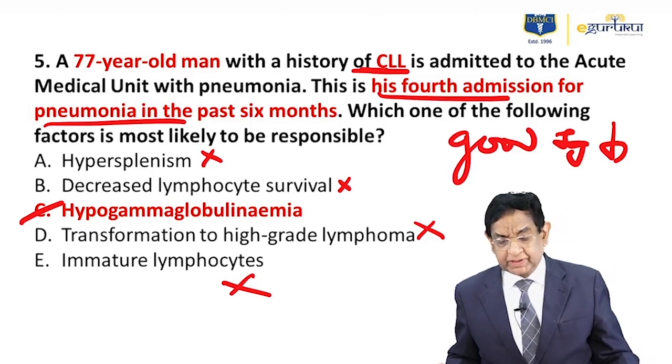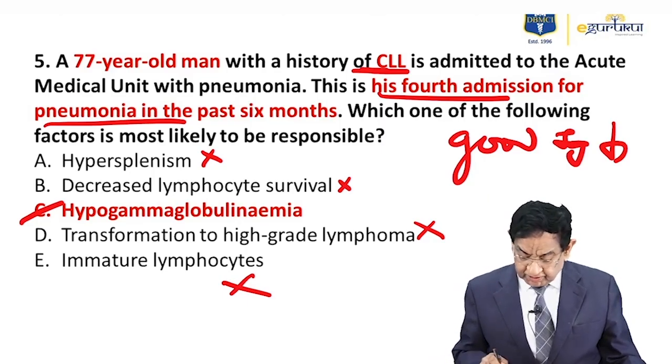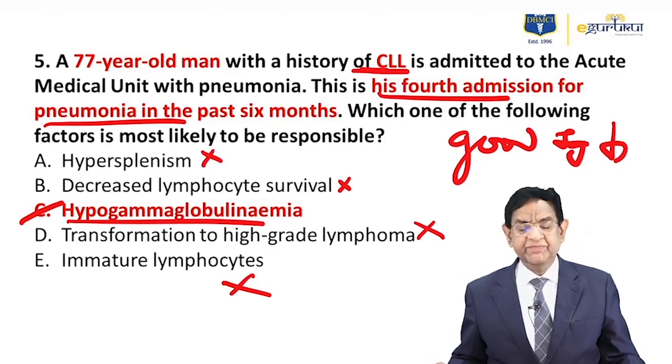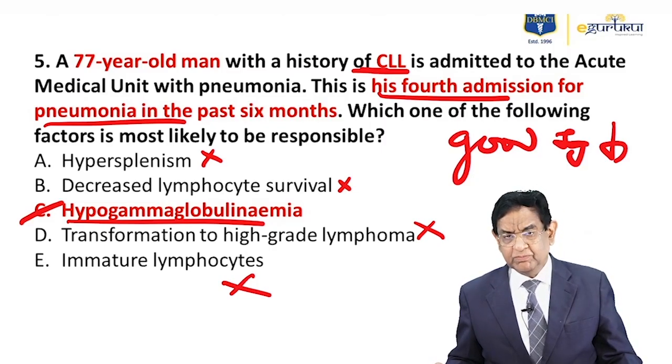So by the rule out technique also, we are getting hypogammaglobulinemia, which is the most common cause of recurrent infection in these patients.